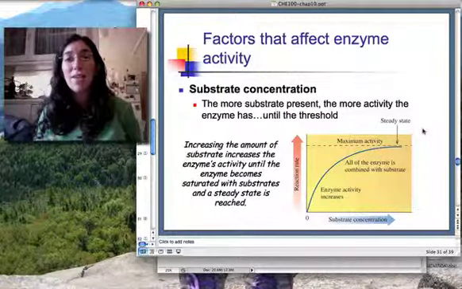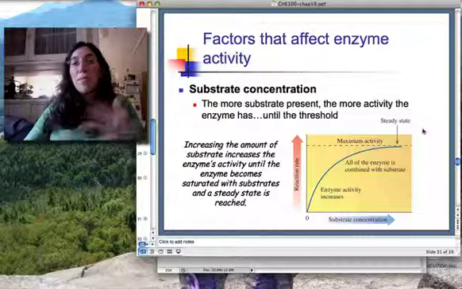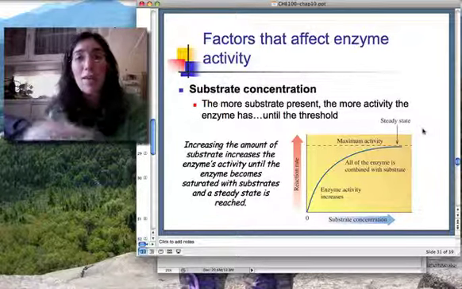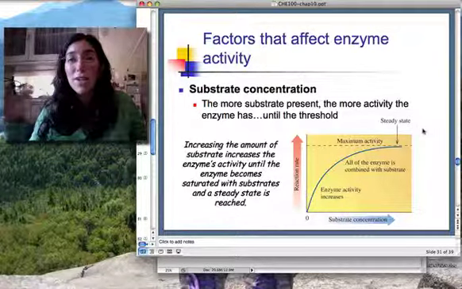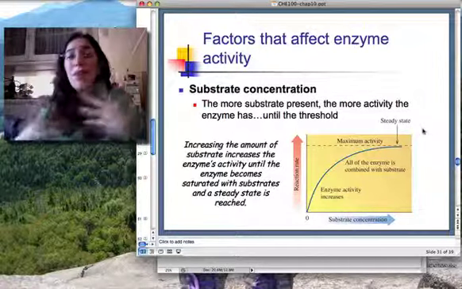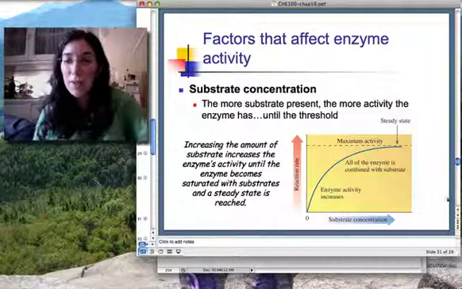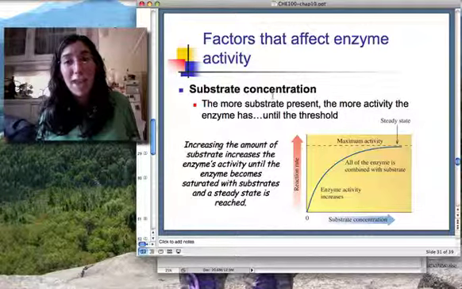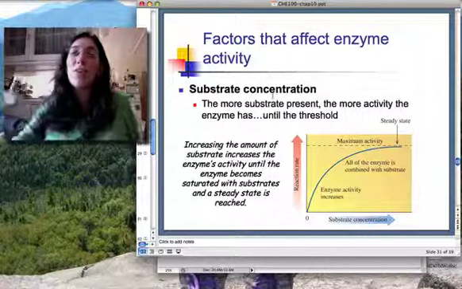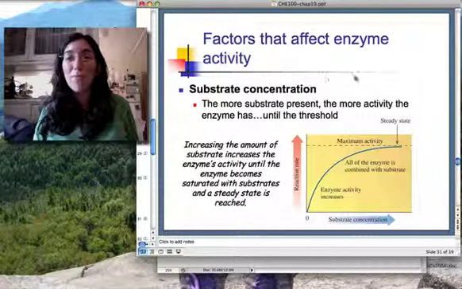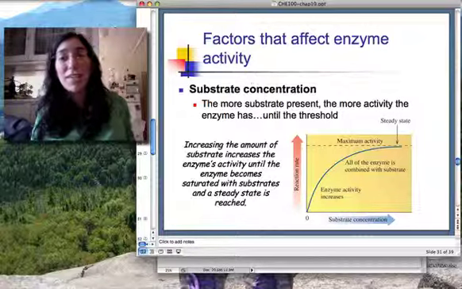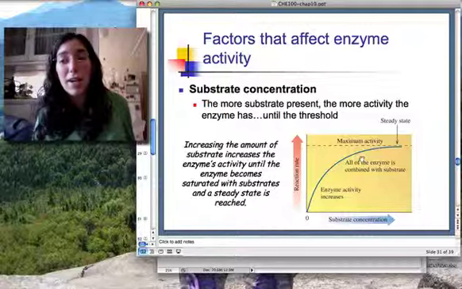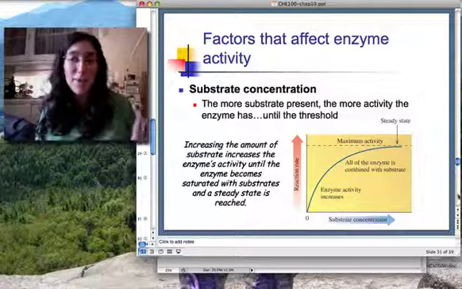You have these enzymes. Initially, the more and more parts you give them, the more and more substrates you give them, the more products they can make. But once you reach a certain amount, their threshold, they can't go any faster. So substrate concentration can increase the rate of the reaction, can increase the output to a point. So we're talking about factors that affect enzyme activity. Substrate concentration affects enzyme activity. More substrates means more activity, but to a point. There's sort of a threshold there.